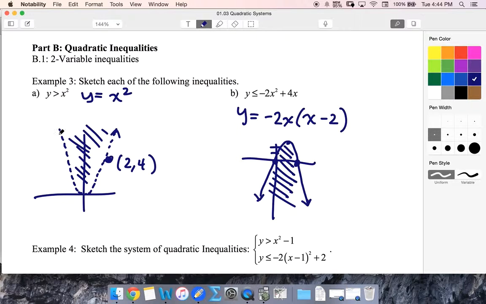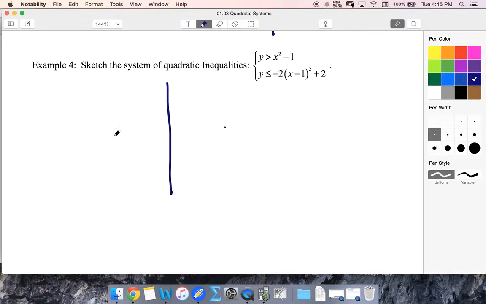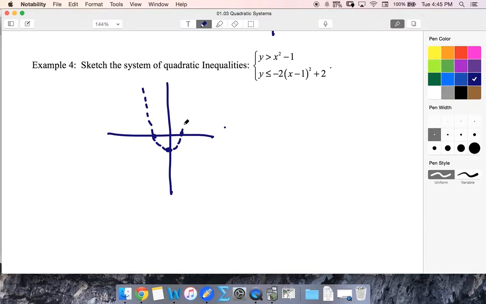When I think about my system, I want to find where they overlap. So let's do the same thing. x squared minus 1, that's a parabola moved down 1. I need to make it a dotted line. So down 1, but points up, so up 1 over 1, something like this. And I want greater than, so I'm thinking about shading into the middle here. So I'm just going to draw myself some arrows.